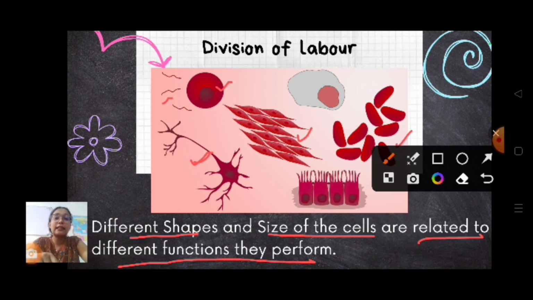Why does the sperm have a tail-like structure? Because it has to swim to reach the ova. So based on their shapes and sizes, cells have different functions, and that is called division of labor. Labor means work. Every cell has been assigned different work, different functions. Therefore, they have different shapes and different sizes. Clear? Hopefully you are understanding the points. Moving on to the next slide.